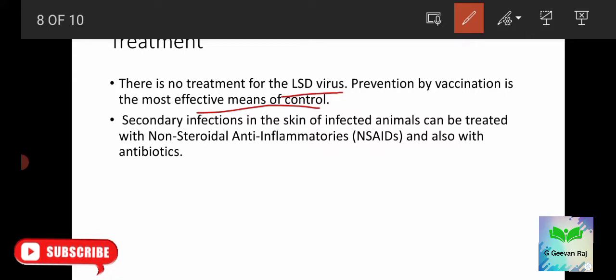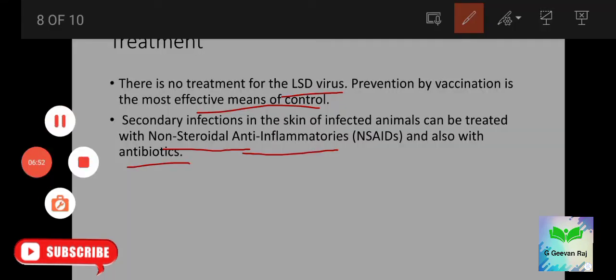Secondary infections in the skin of the infected animals can be treated with non-steroidal anti-inflammatories and also with some antibiotics. These are the major treatments currently available for lumpy skin disease.